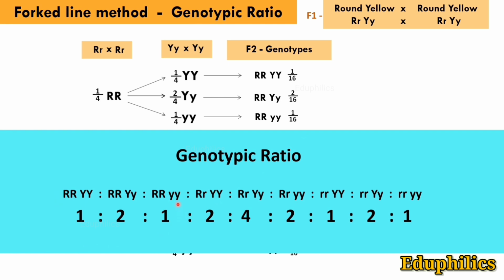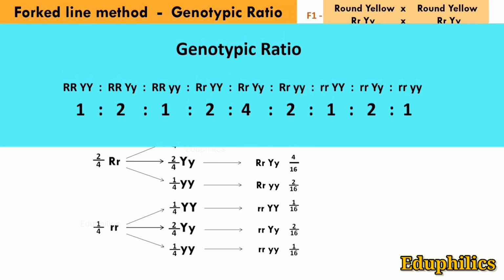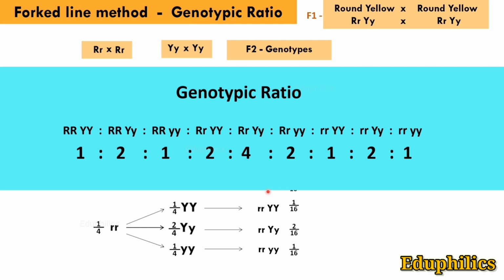These first 3, observe these first 3 combinations with capital R, 1:2:1. The next one. Capital R, small r combinations, 2:4:2, this one. And the last one. Small r combinations, 1:2:1, this one. So this is the genotypic ratio of offspring formed in F2 generation.